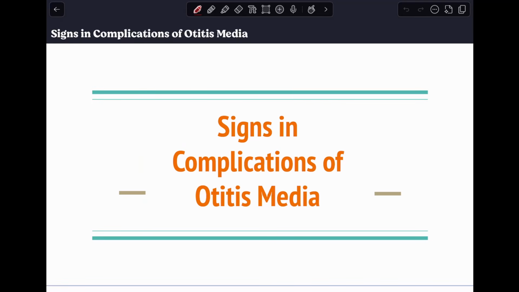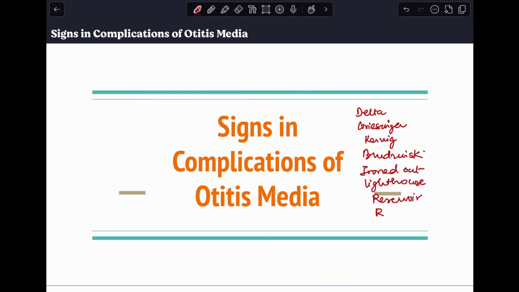Today we'll be talking about the different signs that we see in complications of otitis media. So the signs that we will be talking about today are the delta sign. We'll know what is the Griesinger sign, Kernig sign, Brudzinski sign, ironed out appearance of the mastoid, Lighthouse sign, Reservoir sign, and the ring sign. So we'll be discussing 8 of these signs. These are all signs that we see in complications developing in otitis media.